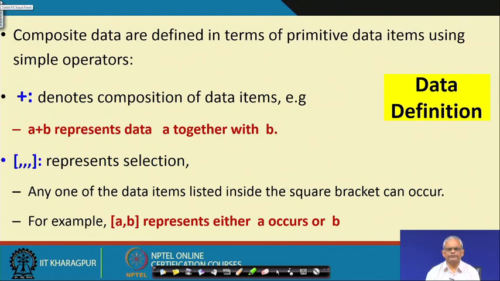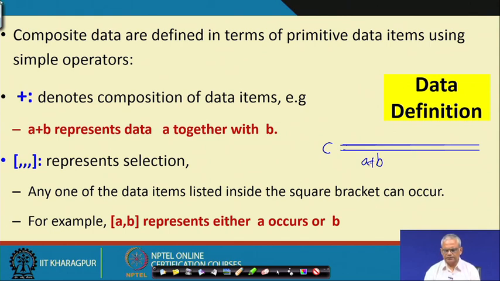Now, let us see the grammar by which these primitive items are combined into more complex data items. The rules are very simple, the symbols here. If we write A plus B, then we mean A together with B. And if we write C is equal to A plus B, then C consists of A and B.